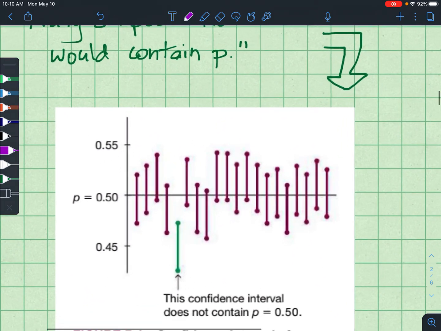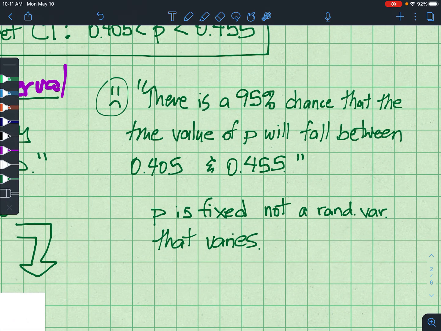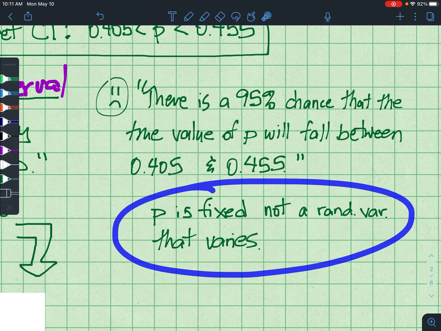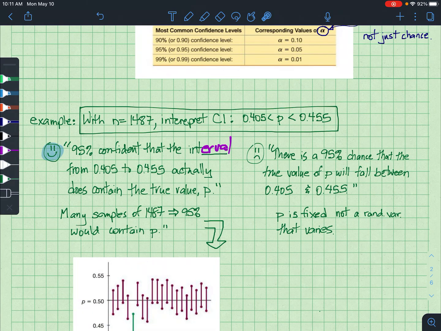So there's a picture of what that would look like. All right, each of those bars represents a particular sample that we took. Some of them will contain the p-value that we're after, okay? One of them here, out of 20, won't. Here's what it doesn't mean. Be careful, that's the sad face. There is a 95% chance that the true value of p will fall between 0.405 and 0.455. P is fixed. It's not a random variable that varies, all right? So we are confident that the interval contains p. That's how we want to be thinking about the confidence interval.